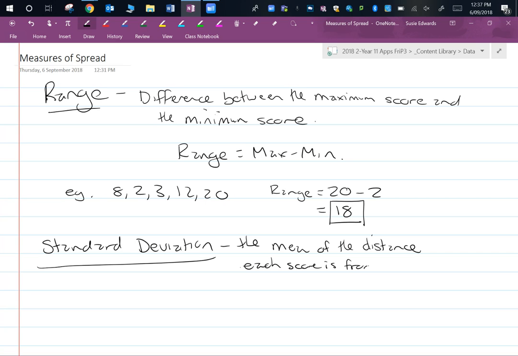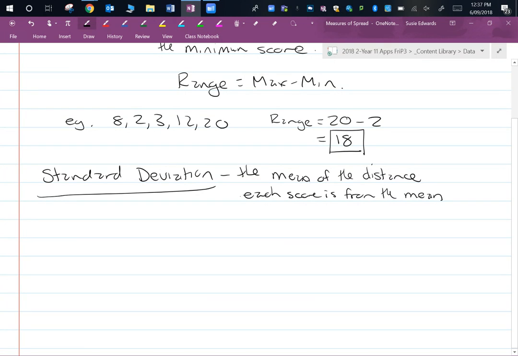the mean of the distance each score is from the mean. The problem is you've got two means there, okay? But I'll explain it in a second. The mean of the distance each score is from the mean. Better to actually show you than to write it. But it's saying, if you use the word average for mean, it kind of helps you a little bit. So the average distance of the scores from the mean. It's saying how spread out from the mean it is.